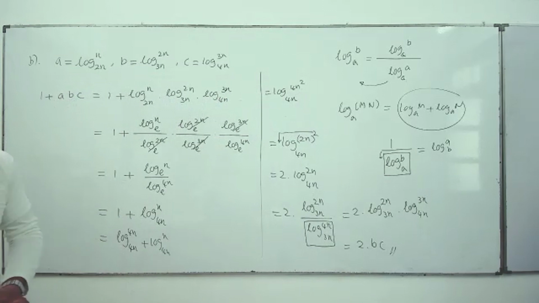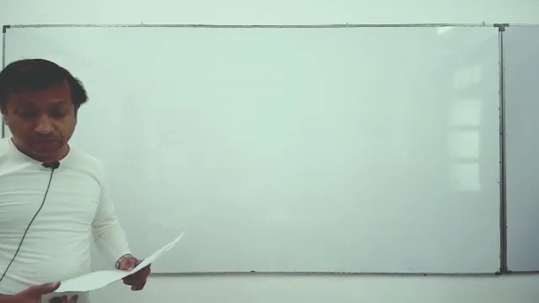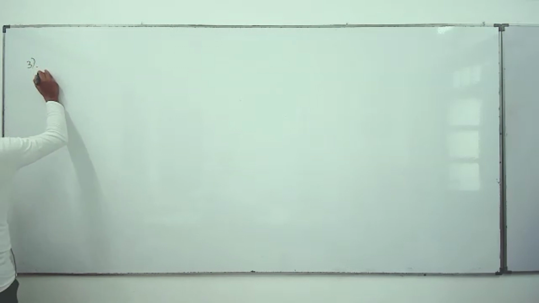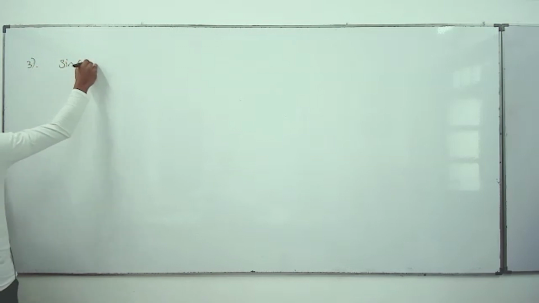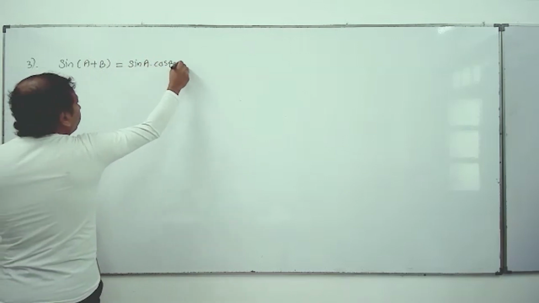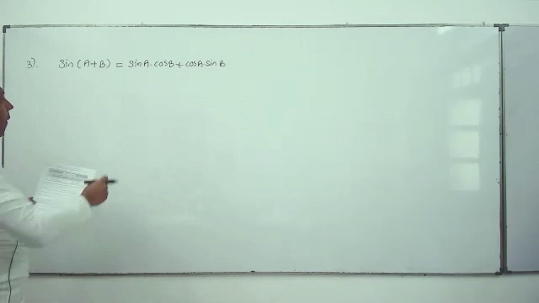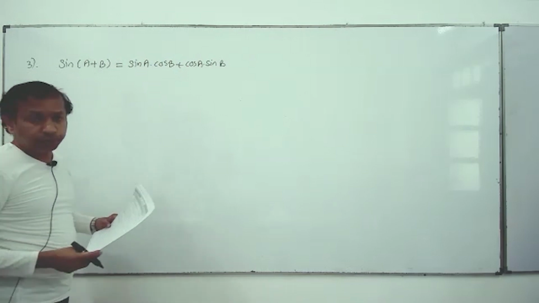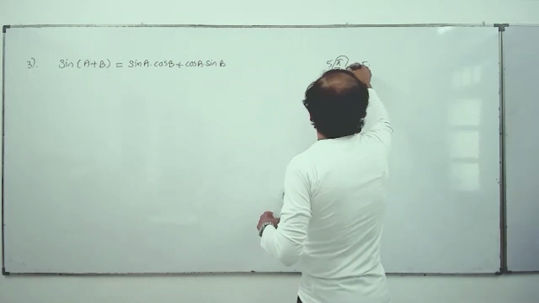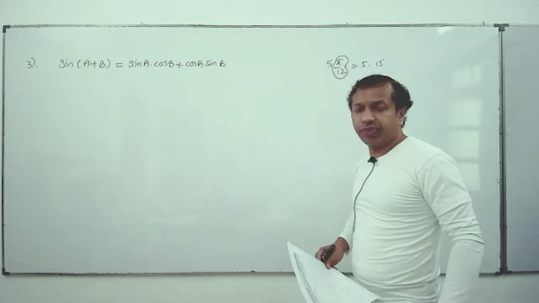Okay, number 3. Now, part question 3. Using the expansion of sin(a plus b). What is the expansion of sin(a plus b)? Sin a cos b plus cos a sin b. Ask him to find sin 5 pi by 12. 5 pi by 12 means 75 degrees.